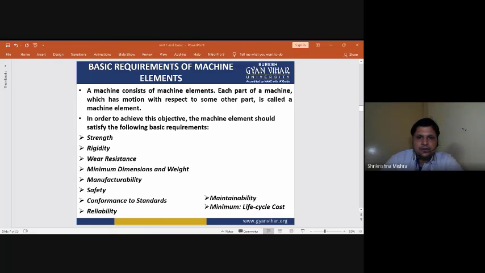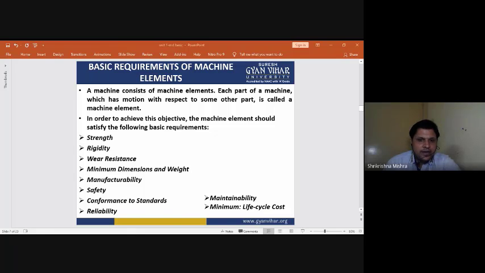Eighth point is reliability. Reliability is the probability that a machine part will perform its intended functions under desired operating conditions over a specified period of time. A machine part should be reliable, that is, it should perform its function satisfactorily over its lifetime.